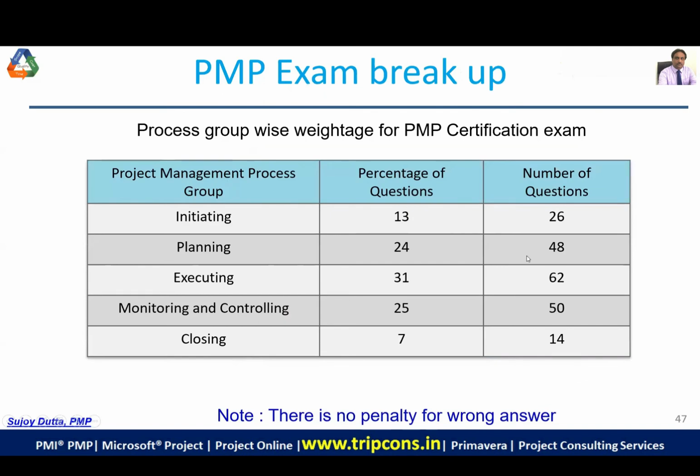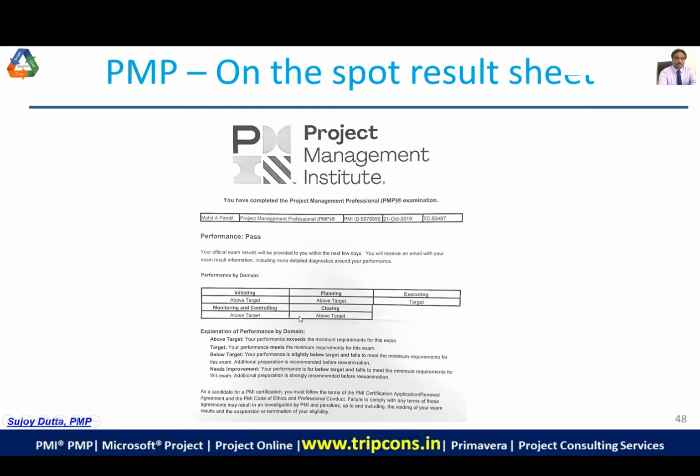Okay, this is the mix of the questions. In initiating you will get 26, in planning you will get 48, in execution you will get 62, in monitoring and controlling 15, and in closing you will get 40 questions. So you get the maximum questions in execution, then planning. Okay, so we will focus more there. There is no penalty for any wrong answer. This is what a temporary certificate looks like.